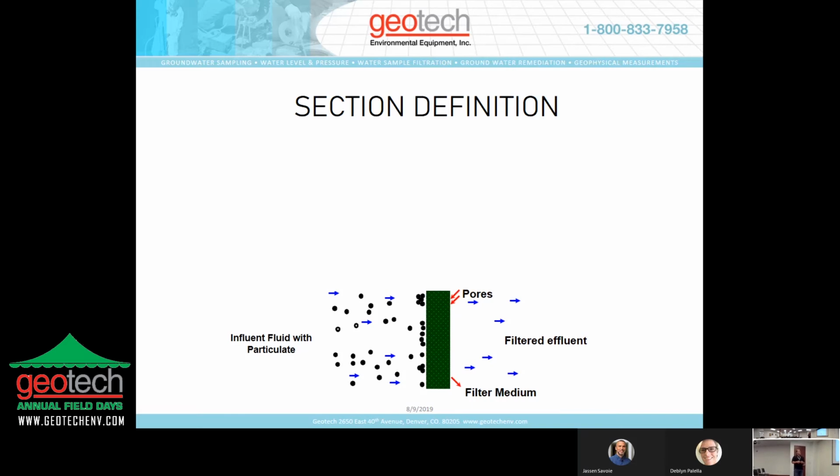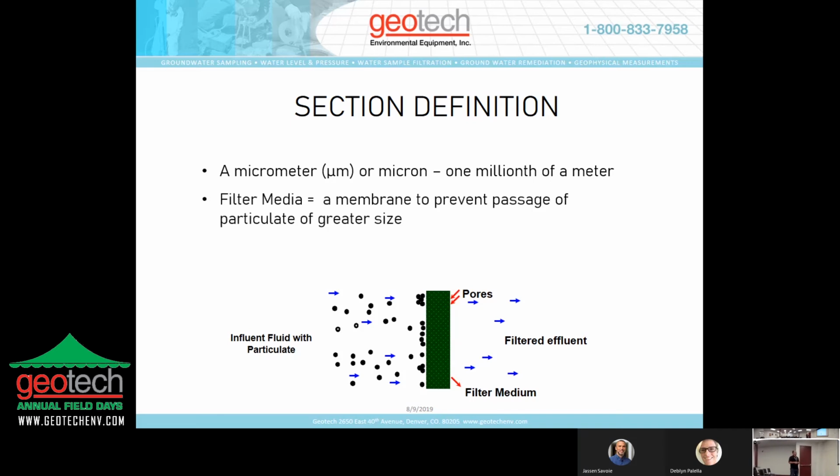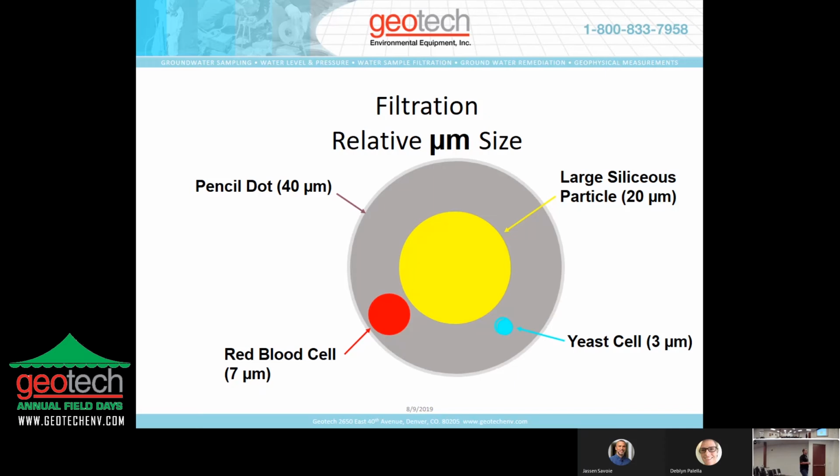So section definitions going into filtration. We're talking about a micron or a micrometer, one millionth of a meter in size. We're also talking about membranes or filter media. So the basic operation of filter media is to retain certain items and allow certain items to pass through. So if we're looking at the relative size of a micron, a pencil dot, if we were to take a sharp pencil and put it on a piece of paper, it's going to be approximately 40 microns in size.